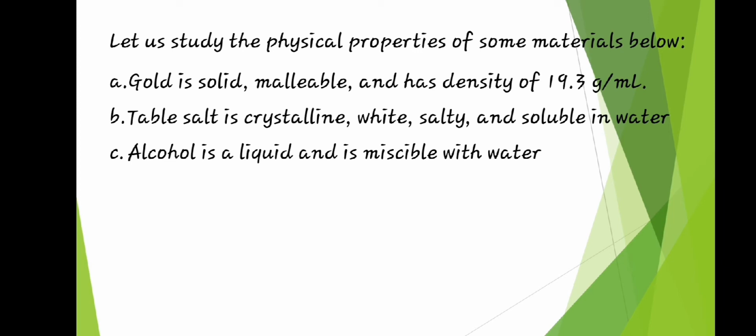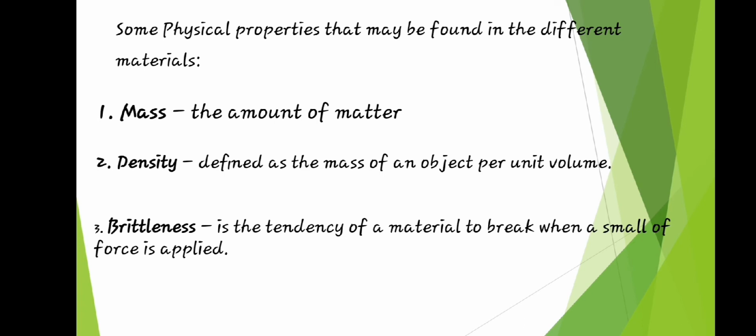Okay, let's move forward. To be specific on how to describe physical property, there are different measurements to use. Number one is mass. You can describe physical properties by means of mass. How? By the amount of matter.